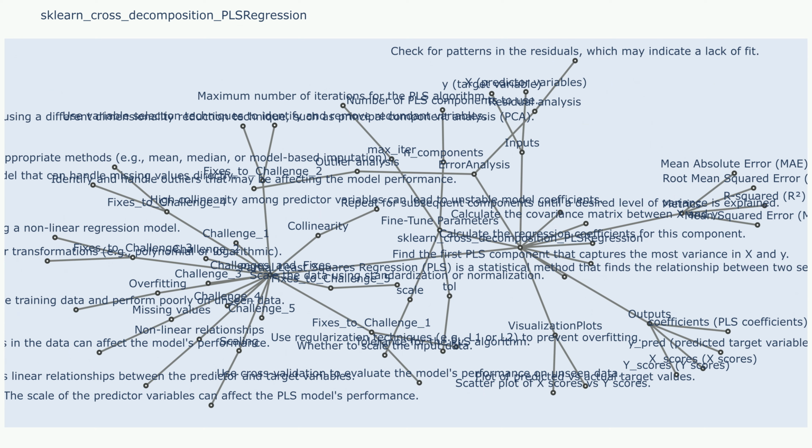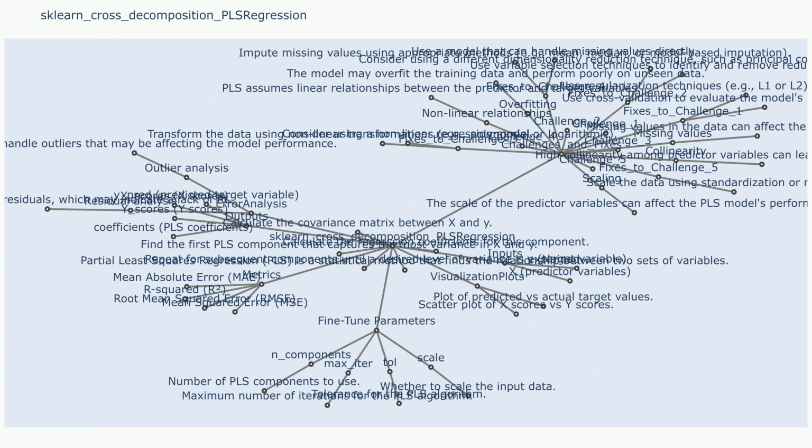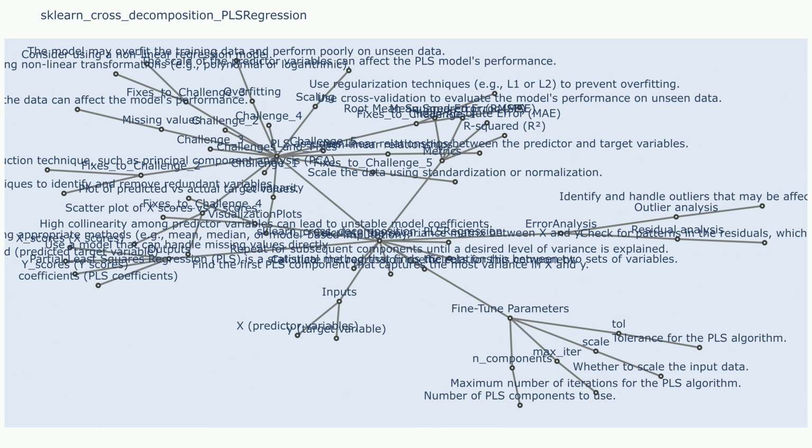Challenge 1: multicollinearity in predictor variables can lead to unstable PLS results. Sample use case that resulted in challenge 1: when predictors are highly correlated, the PLS model may overfit the data and perform poorly on unseen samples. Fixes to challenge 1. Use variable selection techniques to remove redundant predictors. Regularize the PLS model with methods like ridge regression.